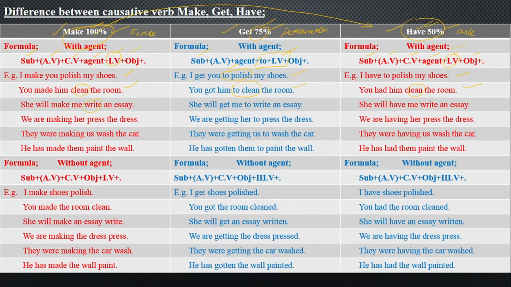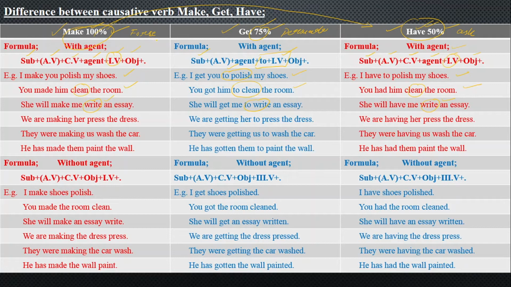Here again the first form of the verb. She will have me write an essay. Again the first form of the verb. But in causative verb get we have one difference, that is to plus first form. We say: she will get me to write an essay. Now you can see the difference between causative verb get and have and make.